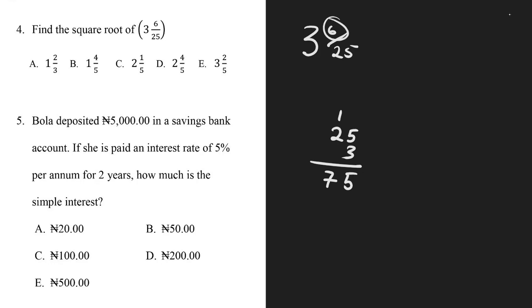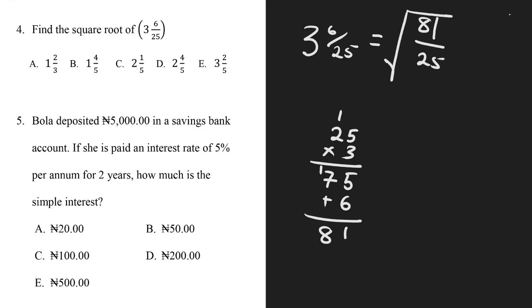So we add 6. So 5 plus 6 is actually 11. Put 1, carry 1. 7 plus 1 is 8. So we have 81. So converting this to improper fraction, we have what? 81 over 25. So we are asked to find the square root. And the square root of 81 is 9. And square root of 25 is 5. This is an improper fraction. We have to convert it to a mixed fraction.